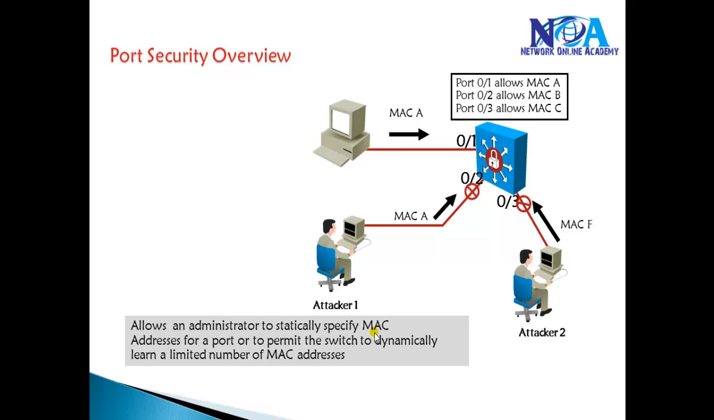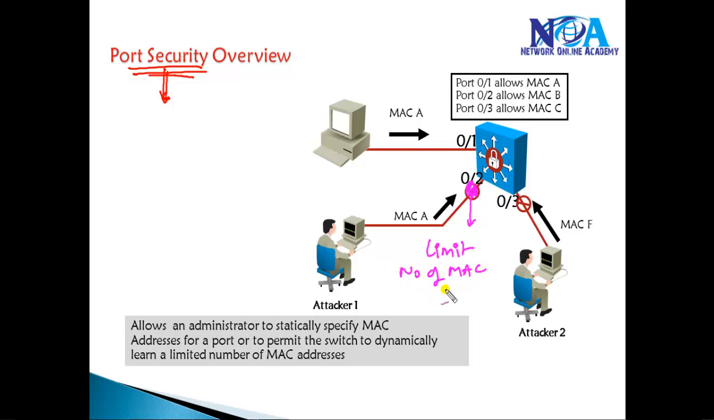Now how to overcome this MAC flooding attack? That's the next thing. To overcome this MAC flooding attack, we can implement a feature on the switches. We call it the port security feature. In this port security feature, we are going to restrict any particular port. We are going to limit the number of MAC addresses it can learn.